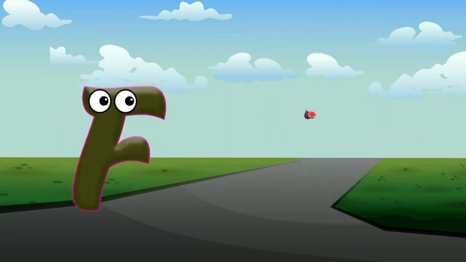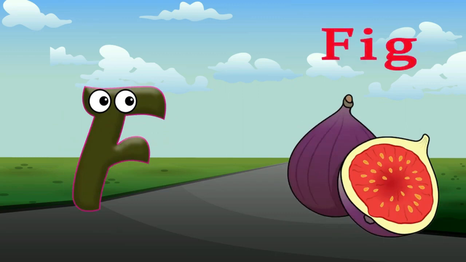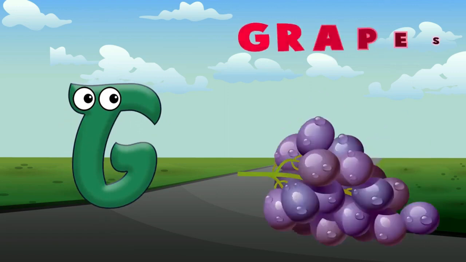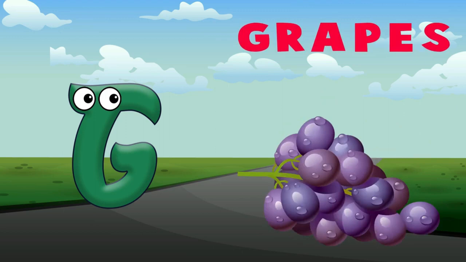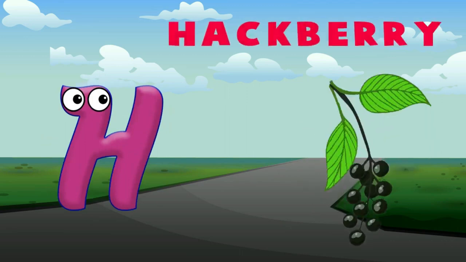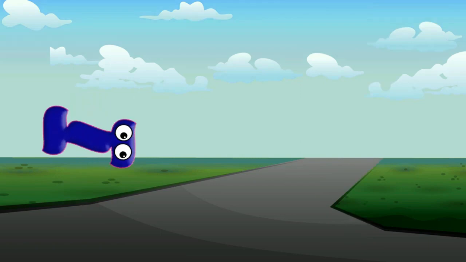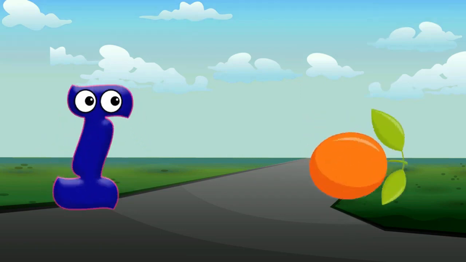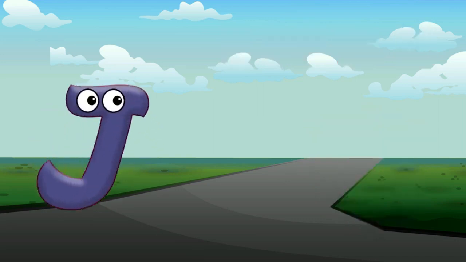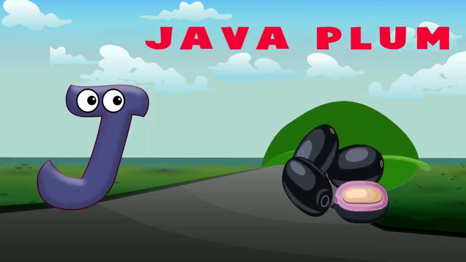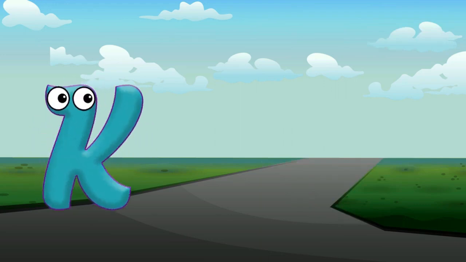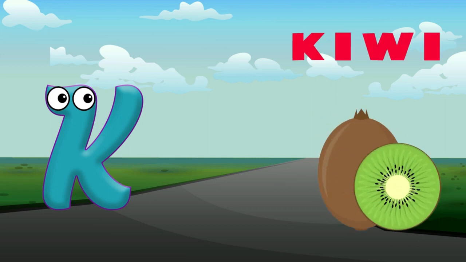F is for fig. G is for grapes. H is for hackberry. I is for inmate. J is for jello plum. K is for kiwi.